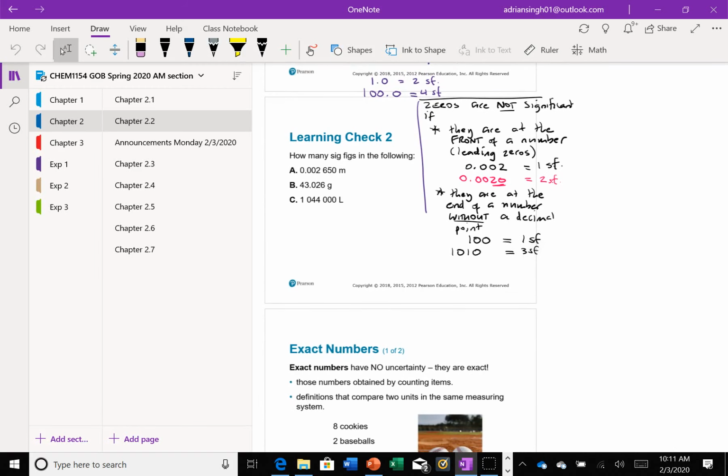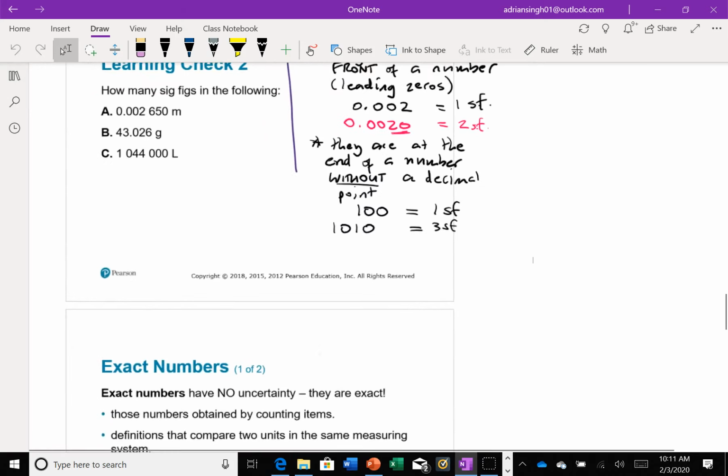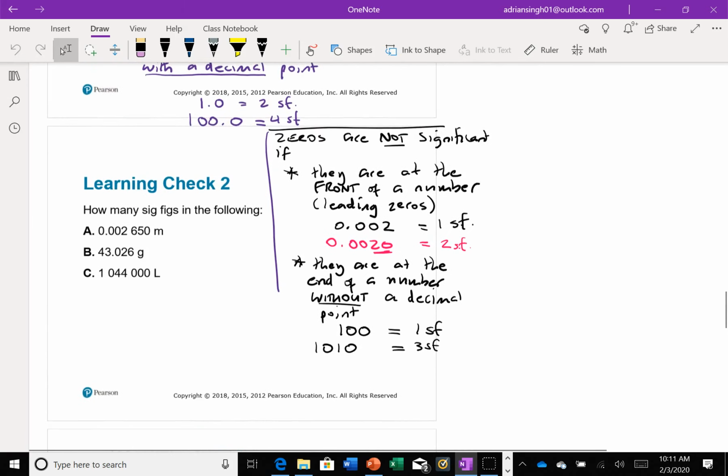In measurements, we said that every single measurement that you make is going to have some degree of uncertainty associated with it, and that is always going to be the very last digit. Right? Any measurement that you make, the last digit is always uncertain.